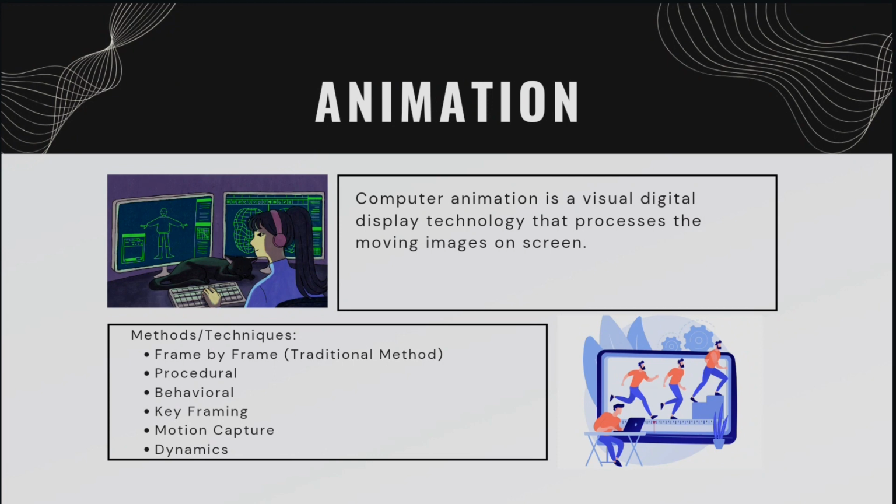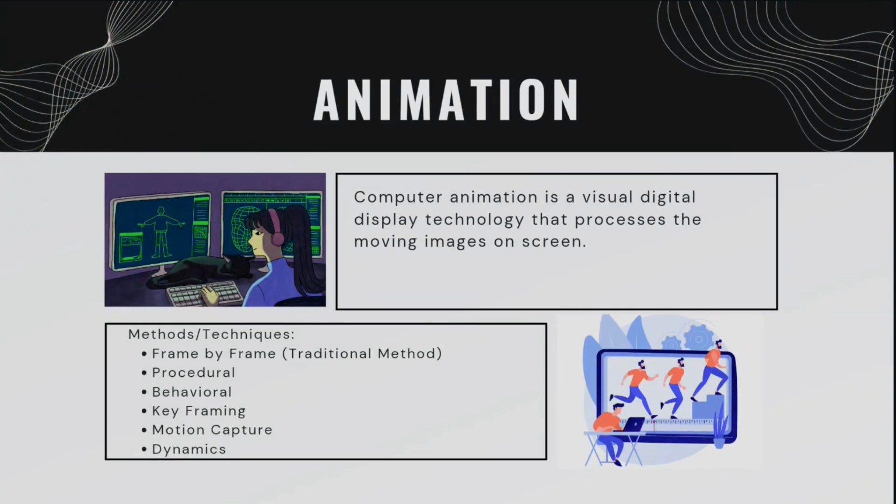Last, animation. Computer animation is a visual digital display technology that processes the moving images on screen. Animation techniques or methods. First is frame by frame. It is the traditional method. In this method, animation was done by hands because of the absence of computer aided drawing facilities.